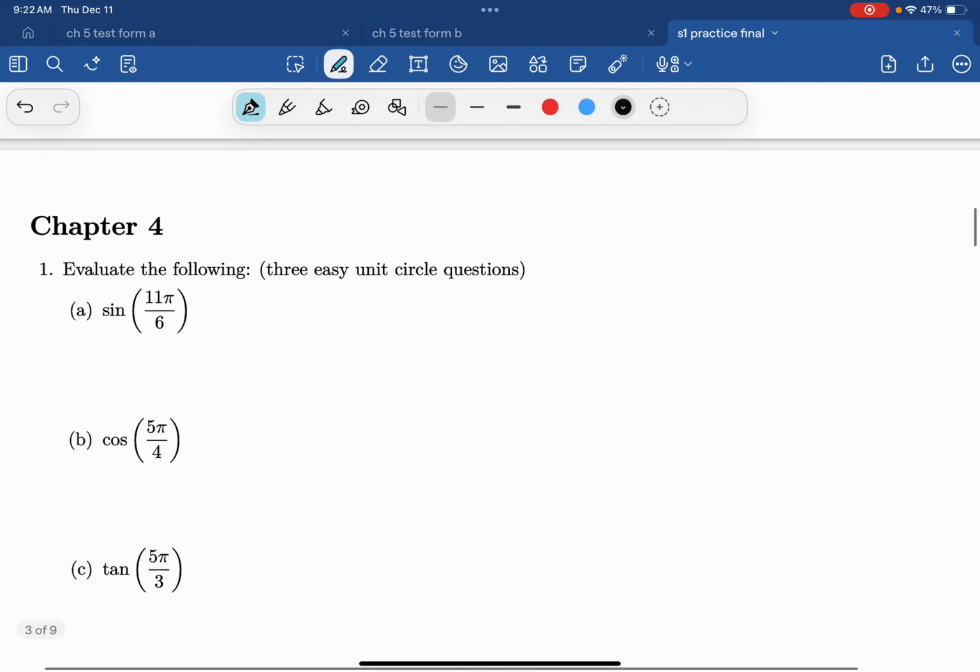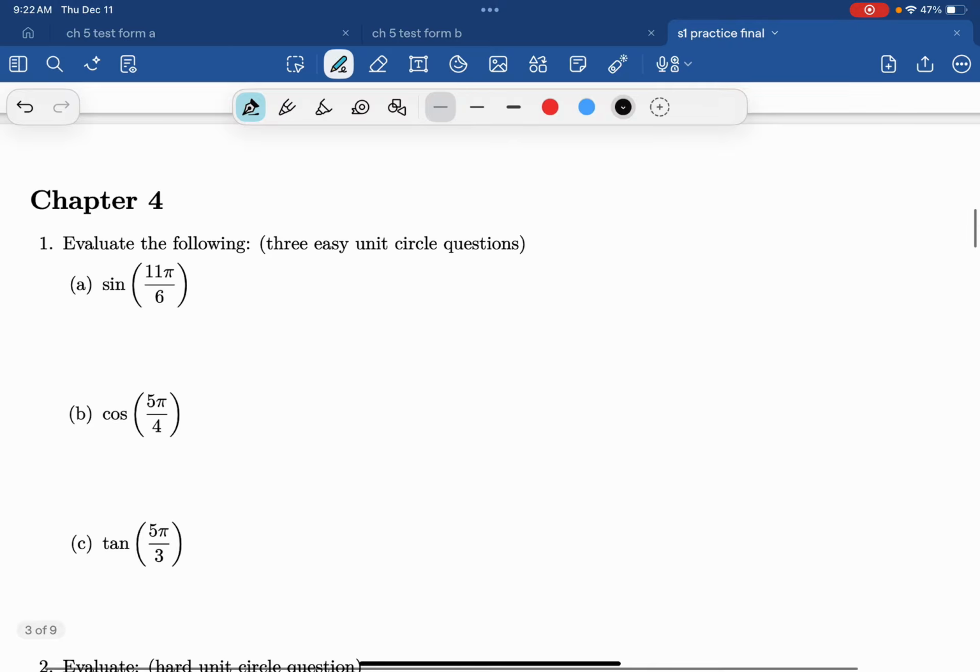Let's move on to the trig. Chapter 4, let's evaluate the following. These are easy unit circle questions, right? We should know them by now. So 11 pi over 6, that is 2 pi minus pi over 6. So that's going to be right here on the unit circle, and so that sine value is just negative half.